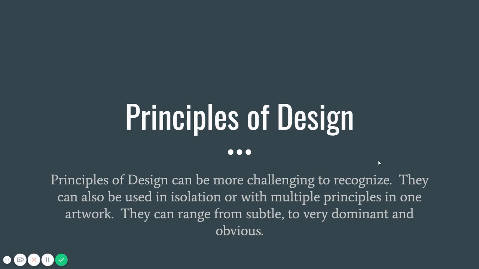All right, so we covered the elements. Now we're going to talk about the principles of design. They're a little bit more challenging to recognize. It takes practice. That's all that's to it. The reason is because they can range from very subtle to very dominant and obvious. They can exist in isolation, but you can also have 4 or 5 principles of design existing at the same time. It just, again, takes practice to be able to recognize the principles within a piece of artwork.